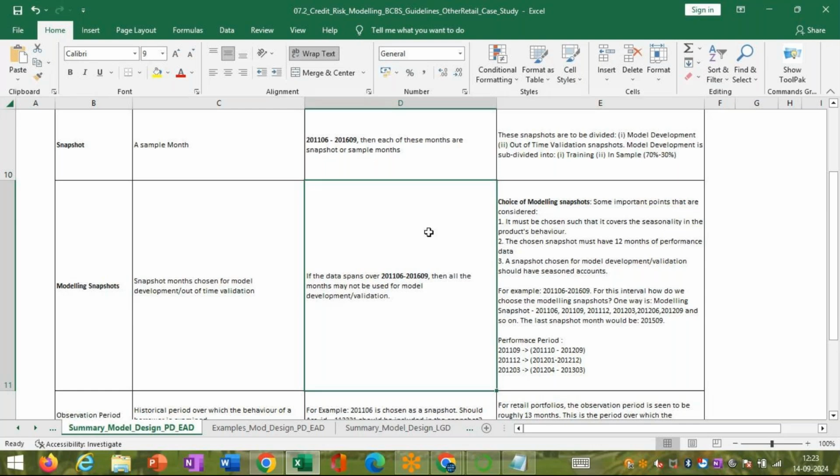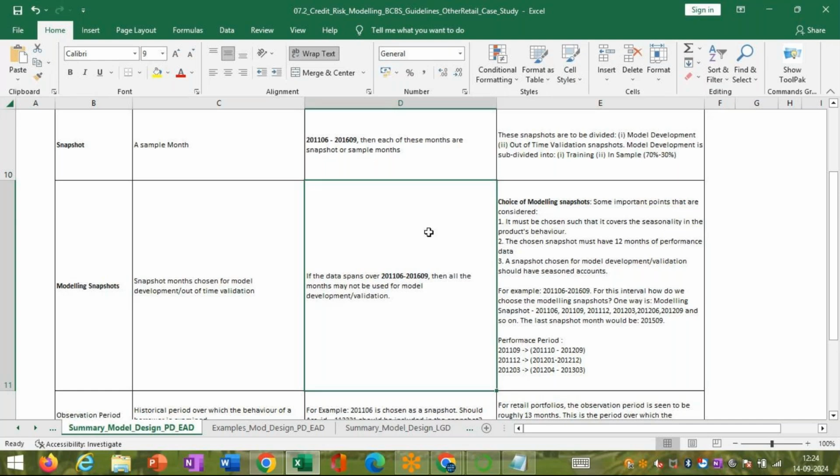So what we generally tend to do is, we take quarter end snapshots, snapshot months as the modeling snapshots. So let's say I take March, June, September, December. As on March, you will have the picture of your portfolio as it is standing at the end of the first quarter. And at June, you will have the behavior, so how your portfolio has behaved in the second quarter.